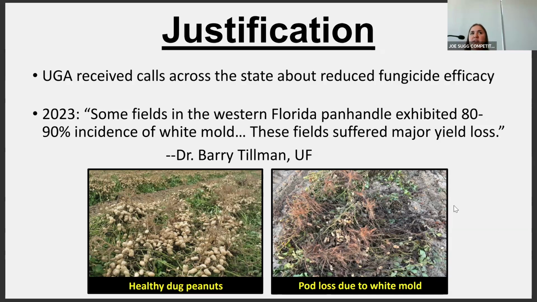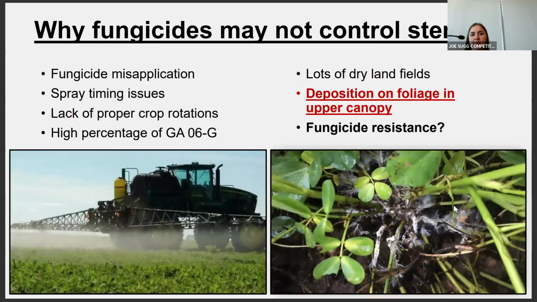So if we have products that work, like I said, why are we seeing these issues? It could be a variety of things, such as misapplication of the fungicides, or even the fact that we plant a lot of O6G, which is really susceptible. There's a variety of things it could be, but the number one problem is always trying to get the fungicide through the very dense peanut canopy to the soil level, because you can see that's where the fungus is.